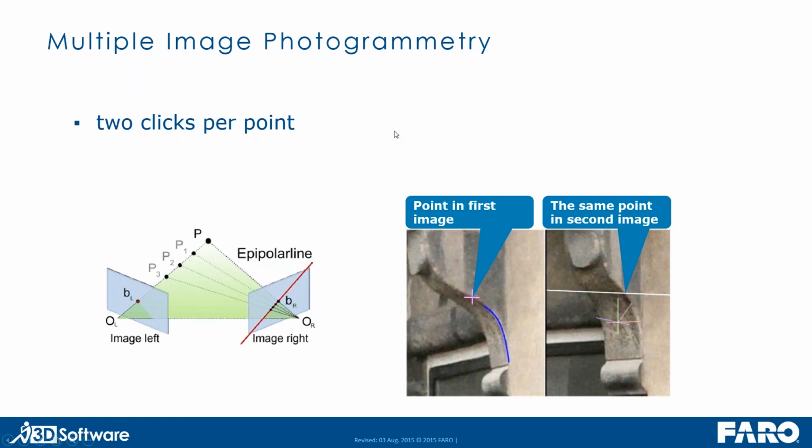So inside Photoplan, we use the physical information that when I click one point in the first image, then this same point has to be on the so-called epipolar line in the other image. And therefore we are showing the epipolar line in the second image in order to help you to find the corresponding point much more easy.